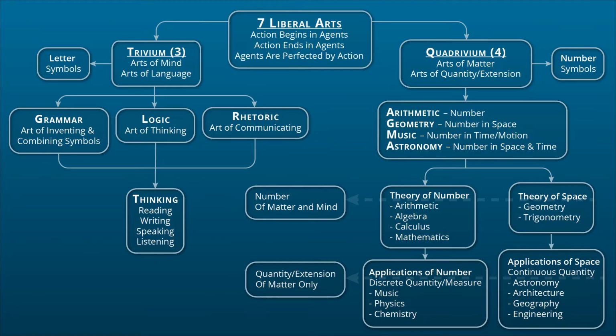The three trivium components are the first of the seven liberal arts and sciences, with the latter four referred to as the quadrivium. This is arithmetic, dealing with numbers, geometry, dealing with numbers in space, music deals with numbers in time and motion, and astronomy deals with numbers in space and time. There are more arts and sciences to learn about, but these are the four classical components of the seven liberal arts.